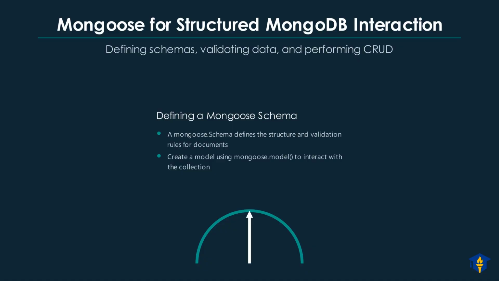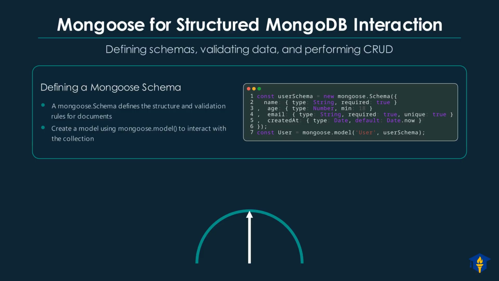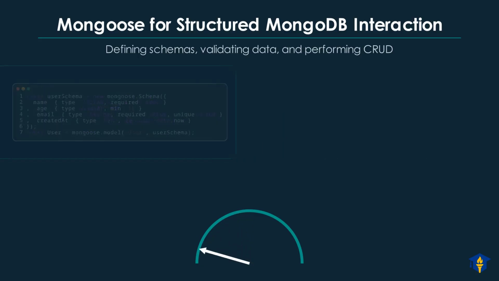Next, we will cover defining a Mongoose schema, which is crucial for data structure. A mongoose.Schema defines the structure and validation rules for documents, and mongoose.model creates an interactive model. Here, we define a user schema with fields like name, age, and email, then create a user model from it.